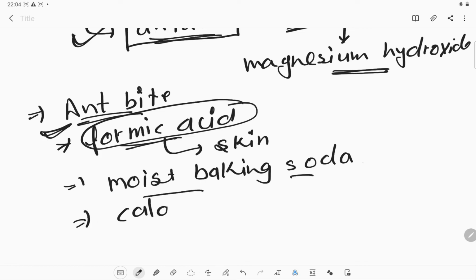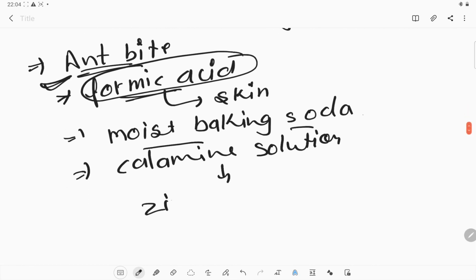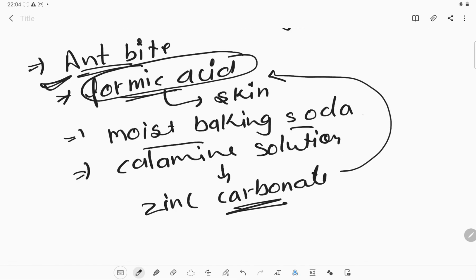What else? Instead of that, we can use a calamine solution also. So what does a calamine solution contain? It consists of zinc carbonate. Okay, and zinc carbonate, what is it? It is a base. So the base will combine with the acid and neutralize the reaction, and we will get relief from the pain which we were facing earlier.